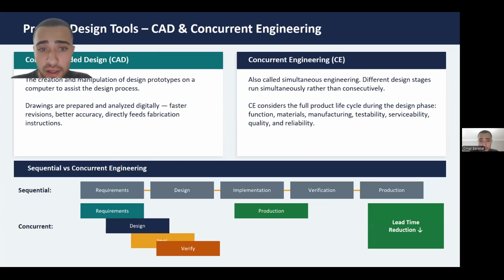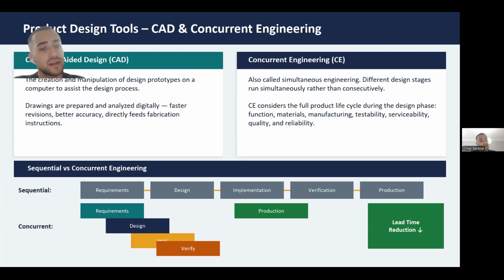Now let's talk about CAD and concurrent engineering. Two tools have transformed how product design is done in modern manufacturing. First, computer-aided design. Computer-aided design is the creation and manipulation of design prototypes on a computer to assist the design process. Instead of drafting on paper, designers build digital models. Changes that would take days on drafting boards take only hours in computer-aided design.